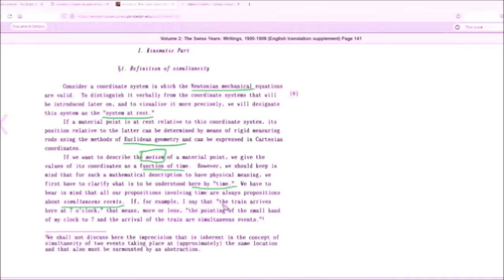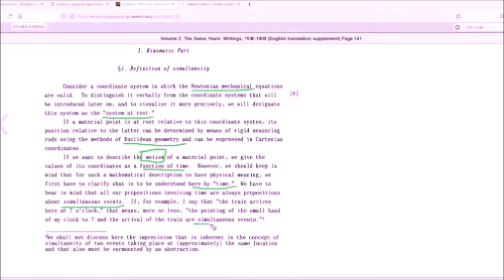If, for example, I say, now he's going to talk about rigid bodies, the train arrives here at 7 o'clock. That means more or less the pointing of the small handle of my clock. Of course, at that time, the clocks have handles, the small and the large, to 7. The pointing of my clock to 7 and the arrival of the train are simultaneous.